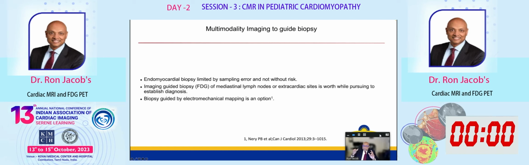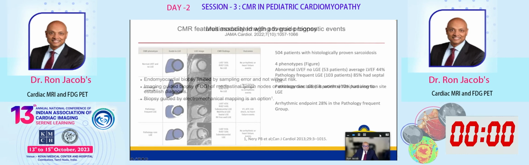And then you can also do biopsy guided by voltage mapping. In patients with a lot of septal involvement, if the voltage mapping is grossly abnormal, that can form a guide, an area that you can choose to biopsy that will increase your yield.